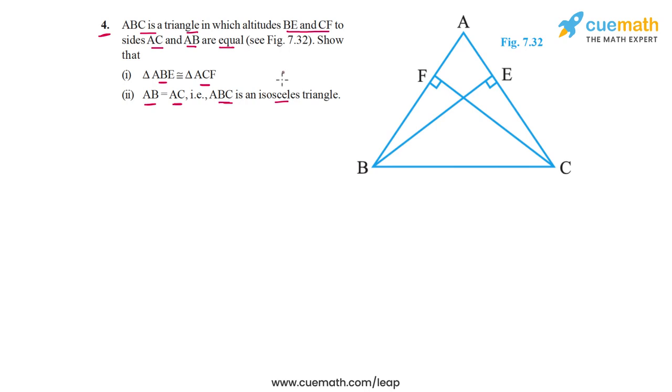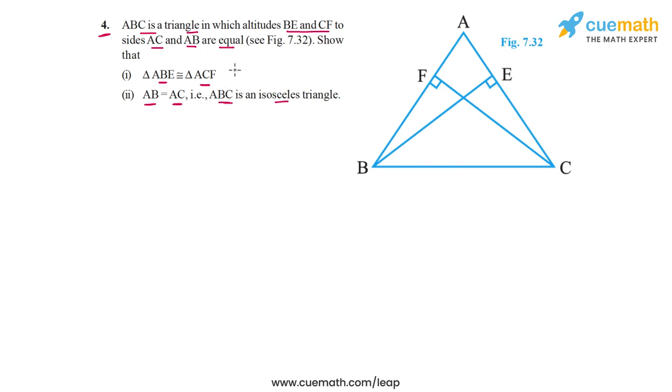So this question is actually a converse of the previous question of this exercise. In the previous question, we were given that ABC is an isosceles triangle, and we had to show that the altitudes drawn from B and C, the base vertices, are equal. In this question, we have to show the converse. We are given that the altitudes BE and CF are equal, and using this, we have to show that AB and AC will also be equal.